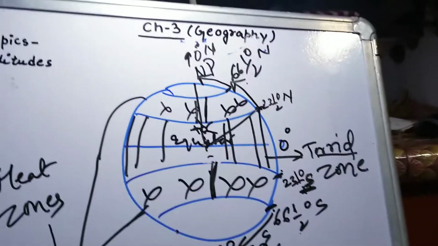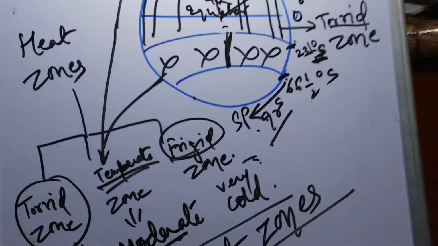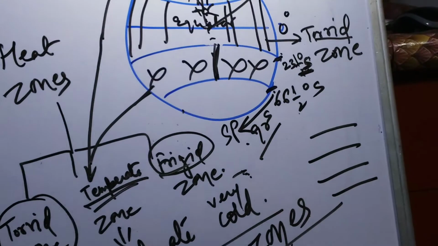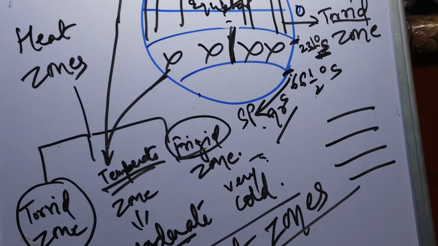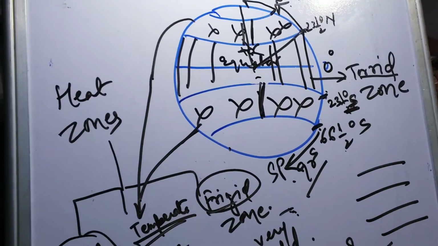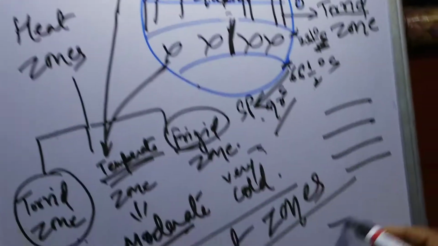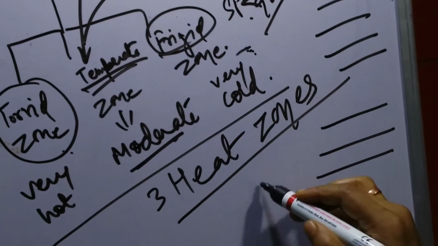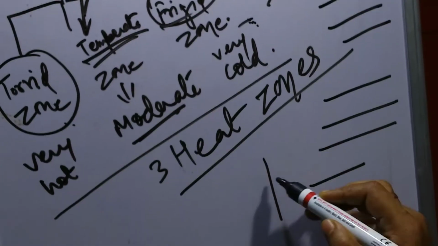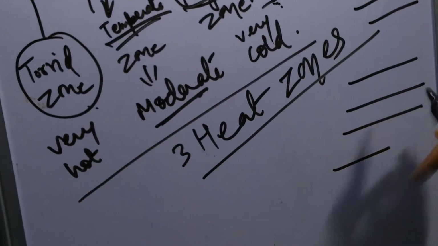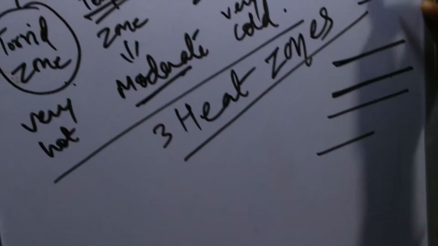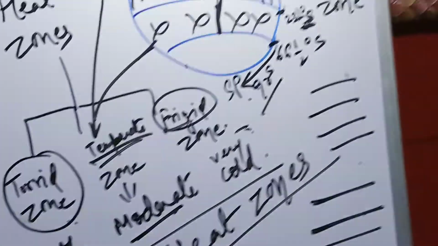Now first we came to latitudinal lines. Why it is called parallels? Because they are parallel to each other. That's why it is called parallels of latitude. And these are horizontal lines. There are vertical lines and there are horizontal lines. So parallels of latitude are horizontal lines and they are parallel to each other.